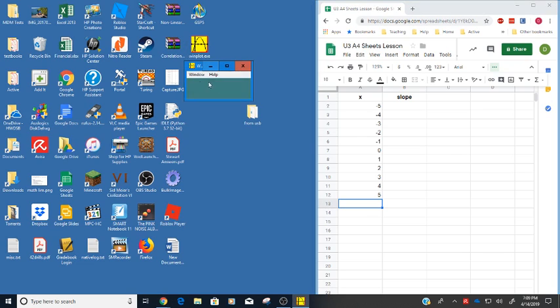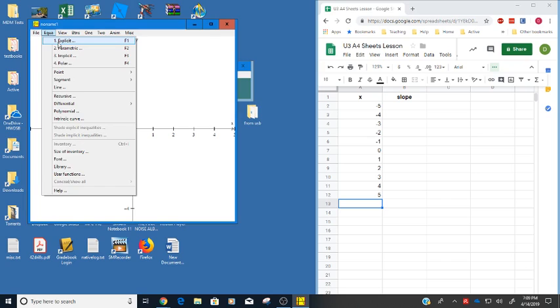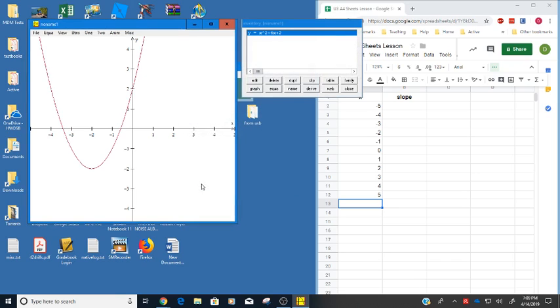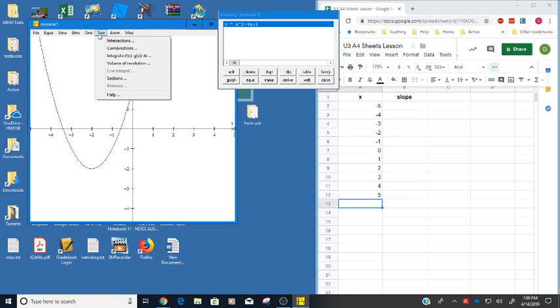So if we open up WinPlot and then go to Window, Two-Dimensional, let's put in an equation here. So explicit equation, the function that they give us is y equals x squared plus 4x plus 2. All right, and there is the graph of our equation right there. It's a parabola.